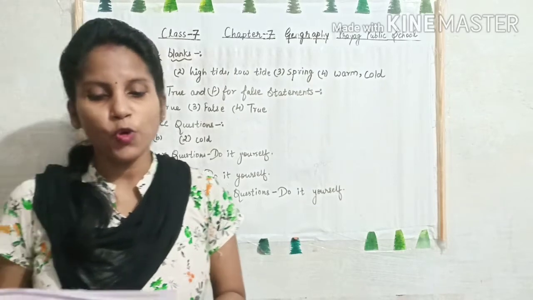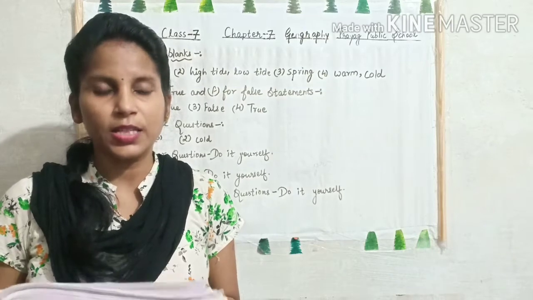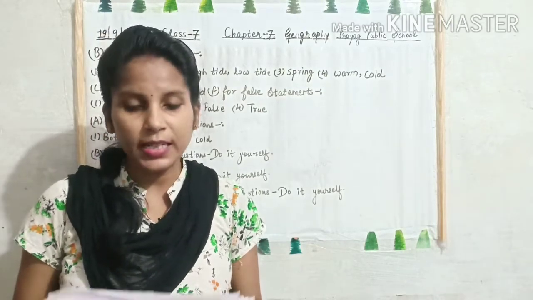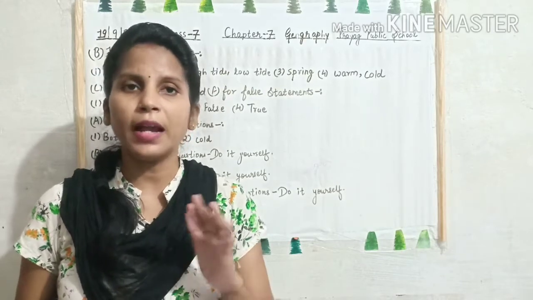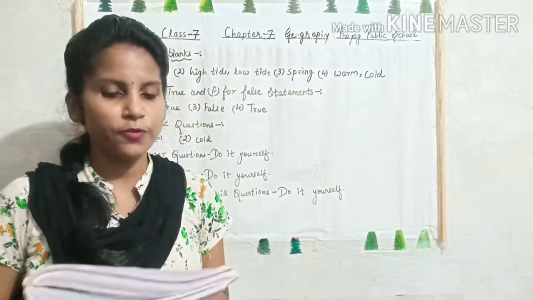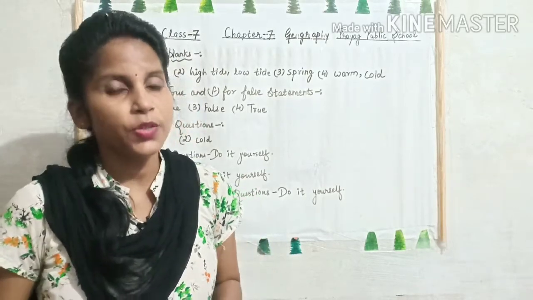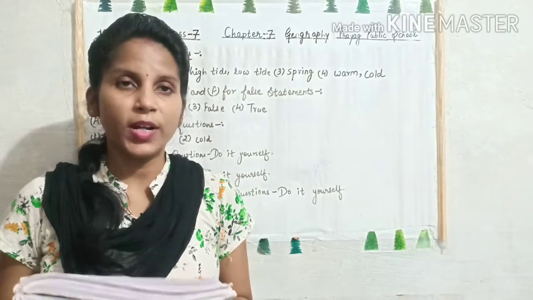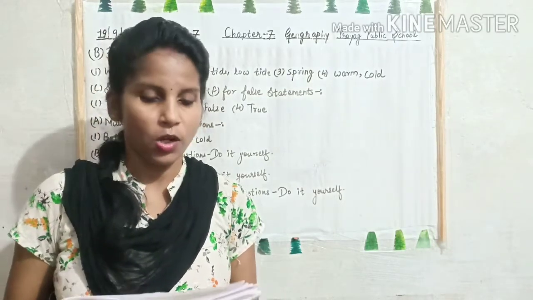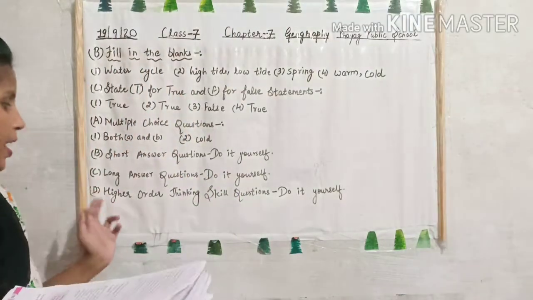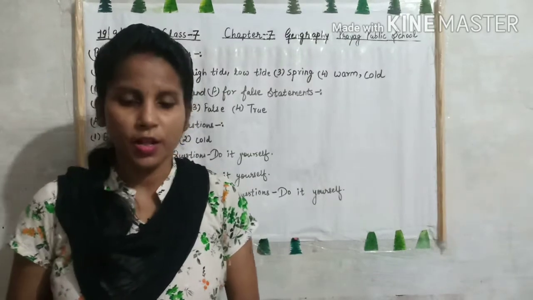Okay. Now question number 3, distinguish between waves and tides. This answer you will get on page number 156 under the heading of waves and tides. Now question 4, describe the water cycle. This answer you will get on page number 154 under the heading of water cycle. Okay. Now question number D, that is higher order thinking skill questions. That also you have to do by yourself.